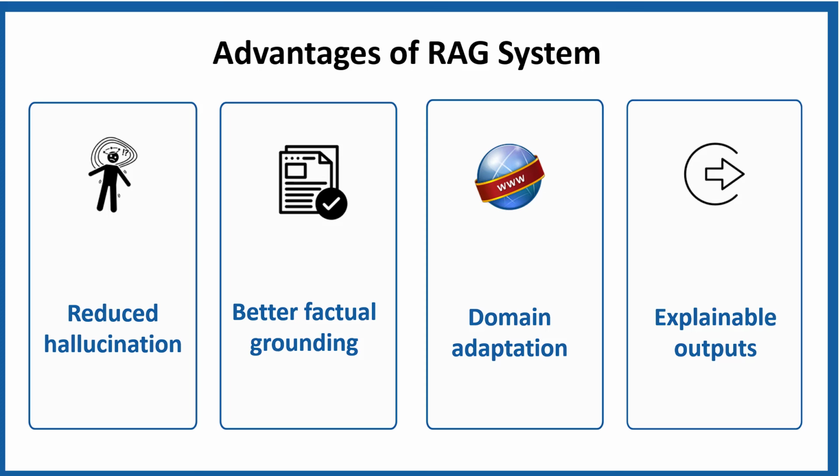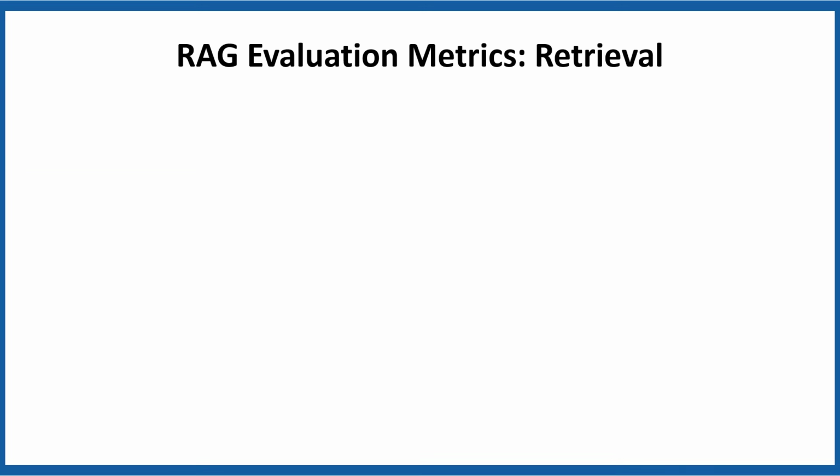Explainable outputs. RAG naturally provides transparency and traceability because it can show the sources it used to generate a response. When a model answers a query, it can list or link to the documents it referenced, making its reasoning visible. This helps build user trust and makes RAG ideal for regulated industries where explainability is critical, such as finance, healthcare, and law.